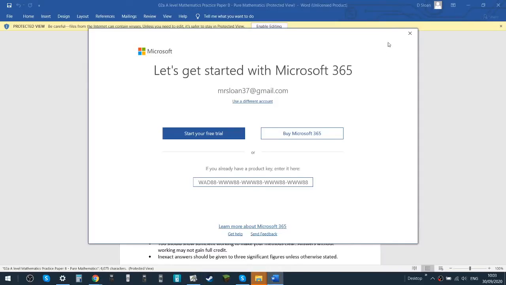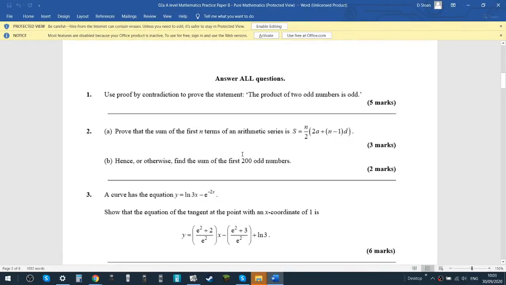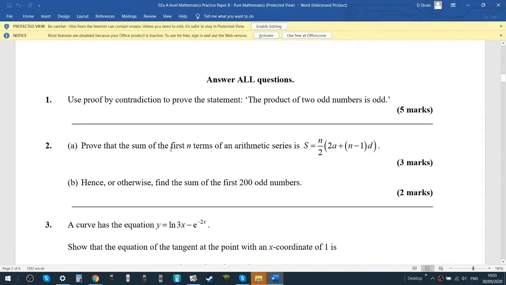The mark scheme isn't entirely accurate, but okay. If there's any ambiguity, hopefully we'll be all right.